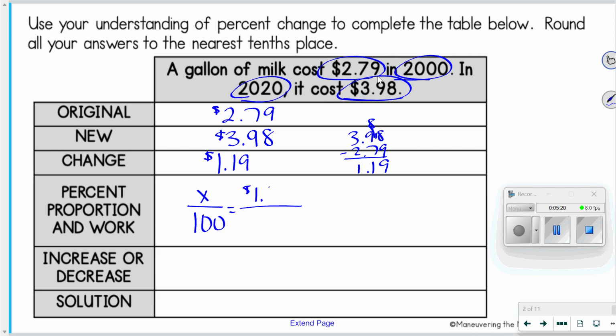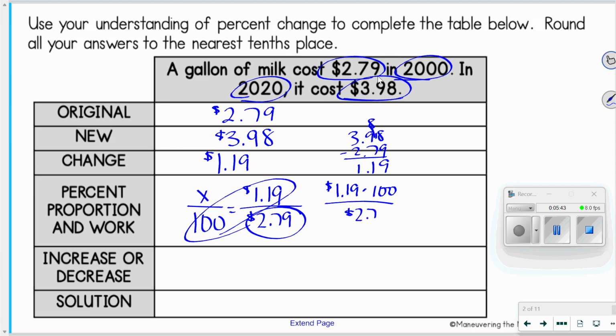119. And what was my original? 279. Do I see an easy way to go from 279 to 100? Not really. If I don't, now we're going to go play baseball. Okay? So the two that are together are being multiplied. I take $1.19 times 100, and I'm going to divide by $2.79.